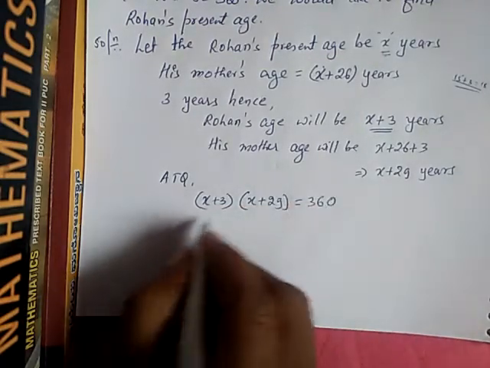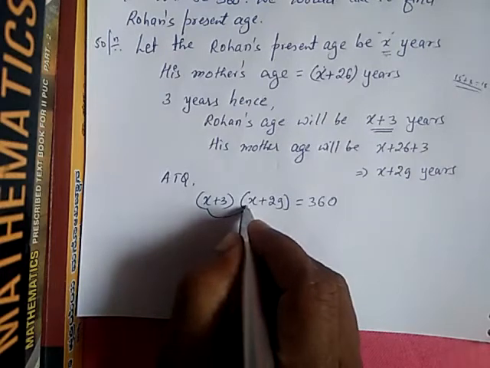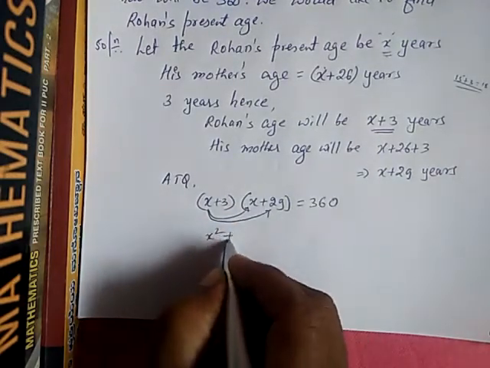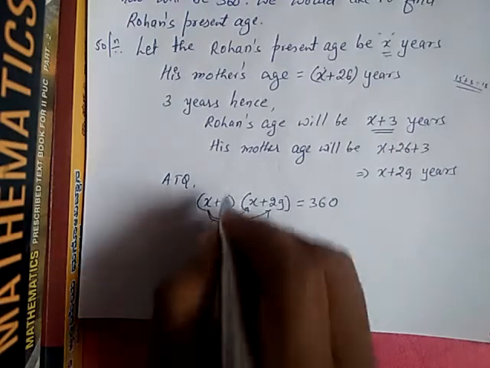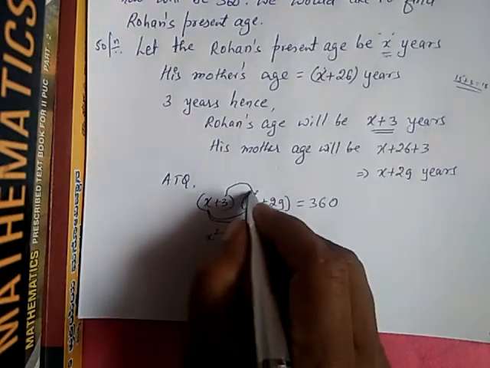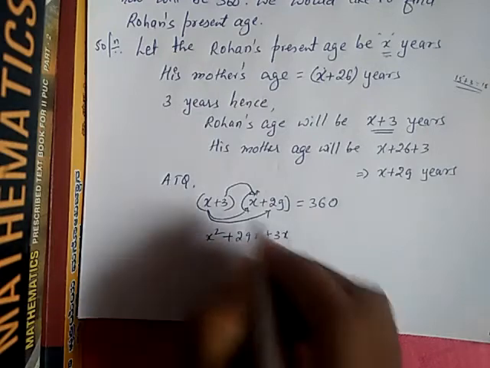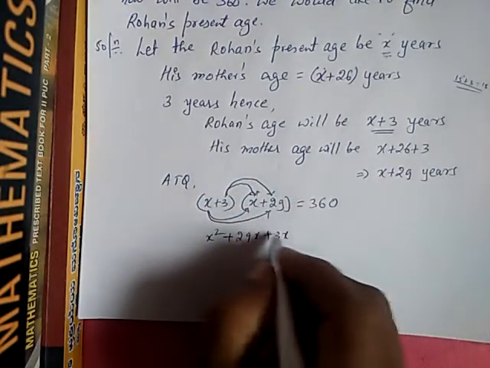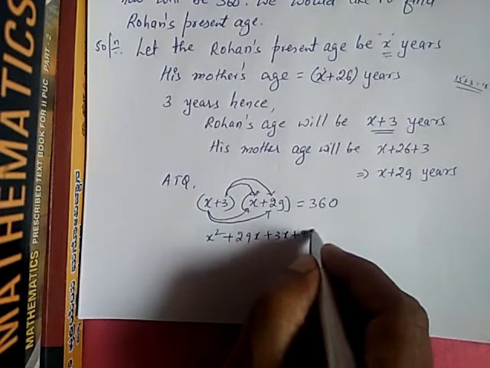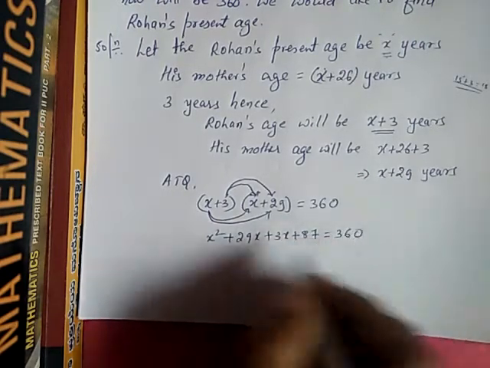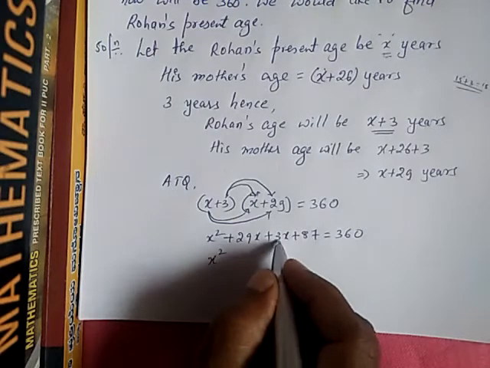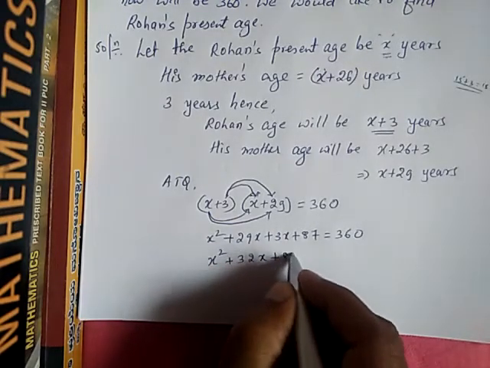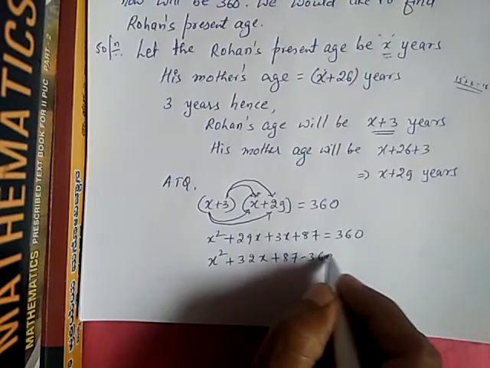So if you multiply here, x into x is x square. Again x into 29 is 29x, plus 3 into x is 3x. Again 3 into 29 is 87, which is equal to 360. Now here x square, and 29x plus 3x is 32x. So it is x square plus 32x plus 87 minus 360 is equal to 0.